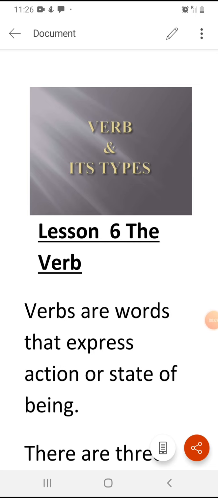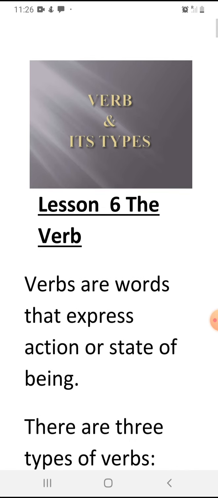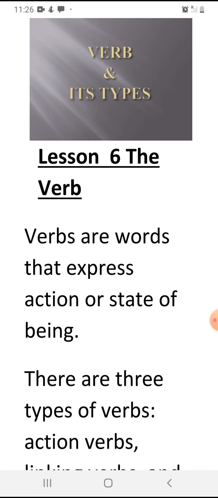Dear students, today let us start lesson 6, the verb. In this chapter, we will learn about the verb and its types. Verbs are words that express action or state of being.